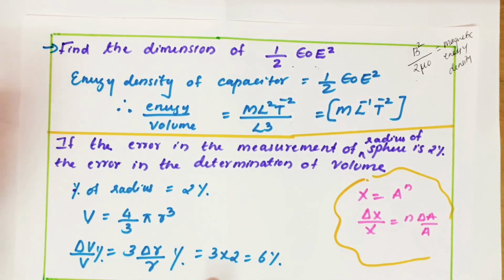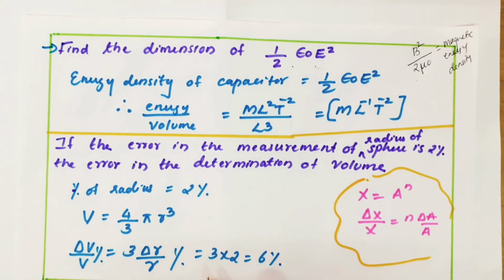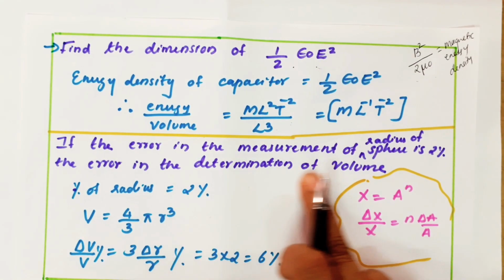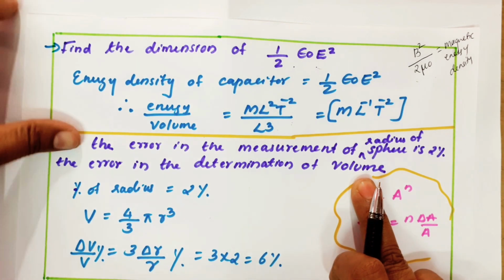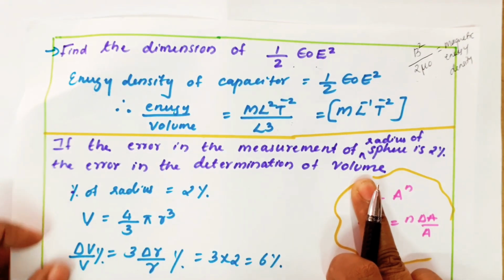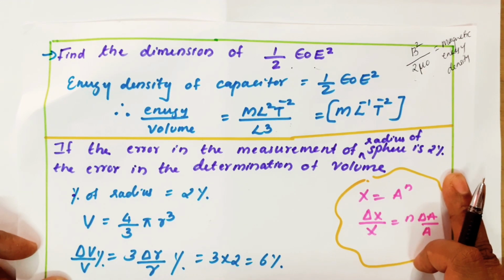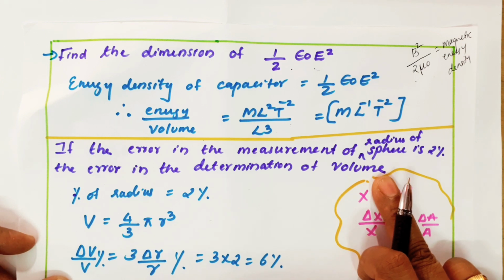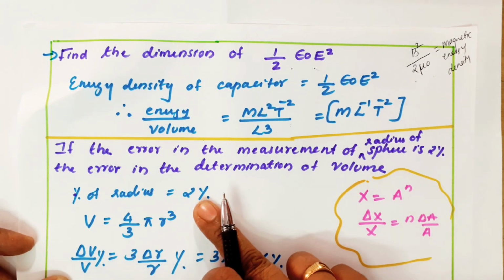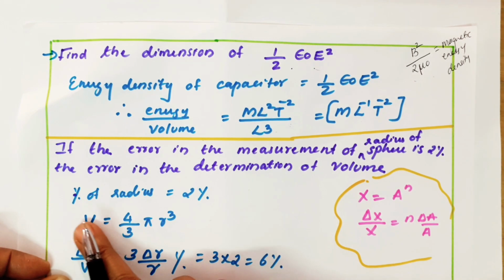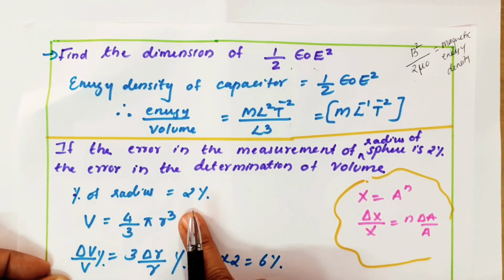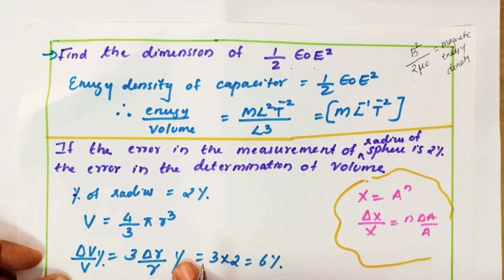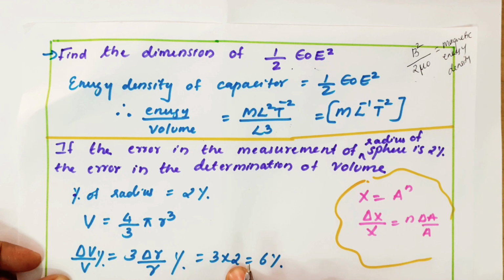Now, another simple question from this chapter they can ask: if the error in the measurement of the radius of a sphere is 2%, what is the error in the determination of volume? Here, the percentage error of radius is 2%. Then you write the volume equation, 4 by 3 pi r cubed. Delta V by V percentage is 3 into delta R by R percentage, that is 3 into 2.